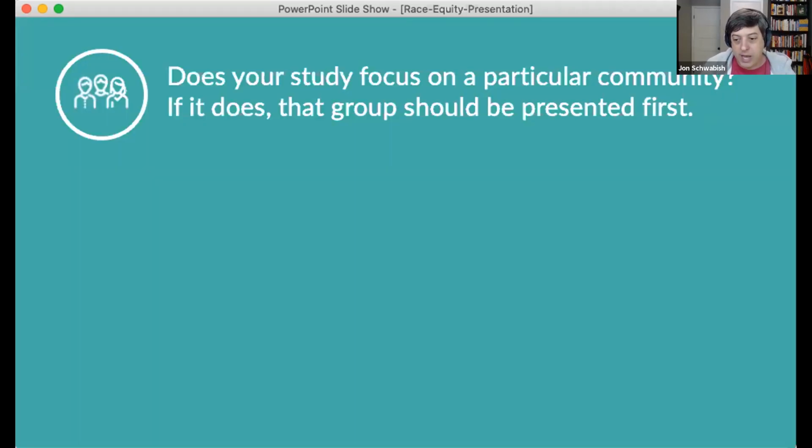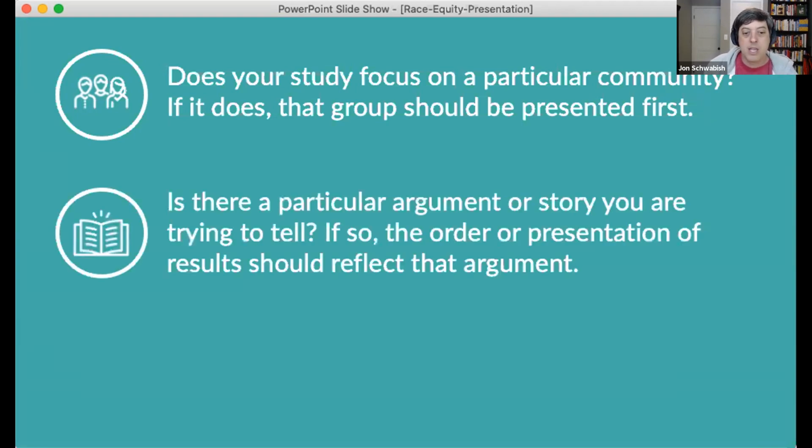So how can we do that? Well, first off, we need to recognize the structural inequalities in our data systems, as Sonia mentioned in a previous session. So what can we do as individuals when we're working with our data, presenting our data? First, does your study focus on a particular community? If it does, perhaps that group should be presented first. Is there a particular argument or story that you're trying to tell? And if you are, perhaps that group should come first in your presentation of those results.